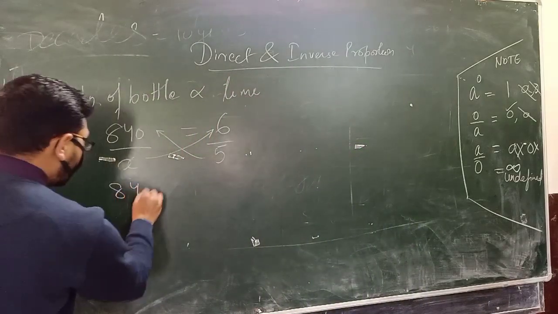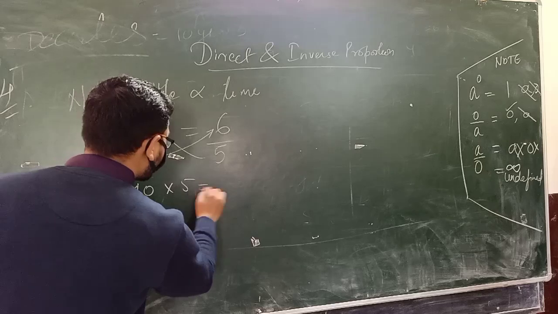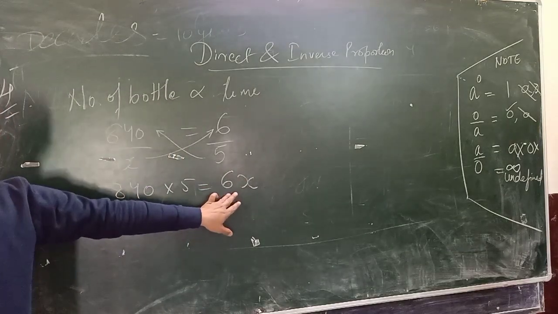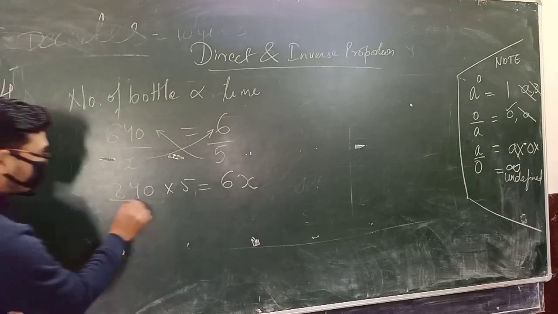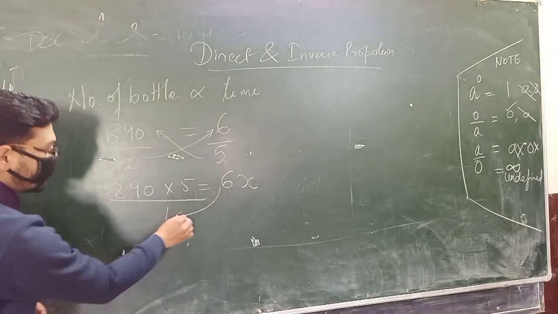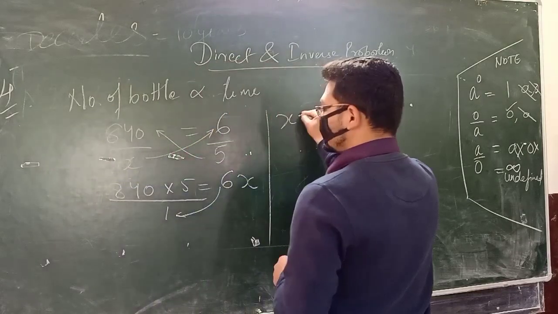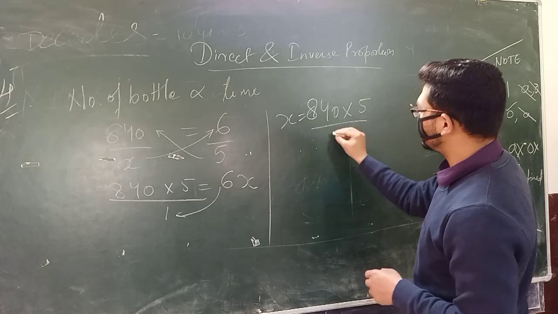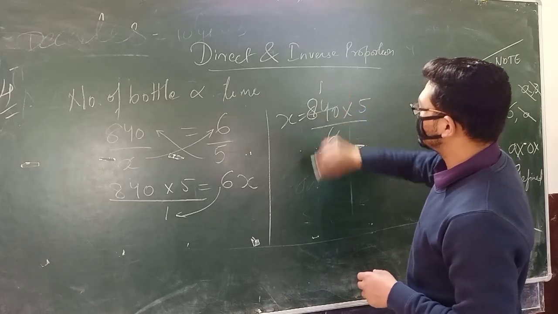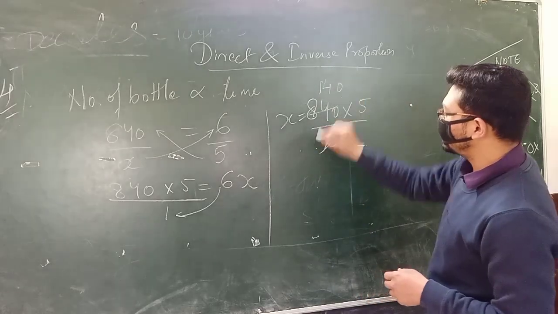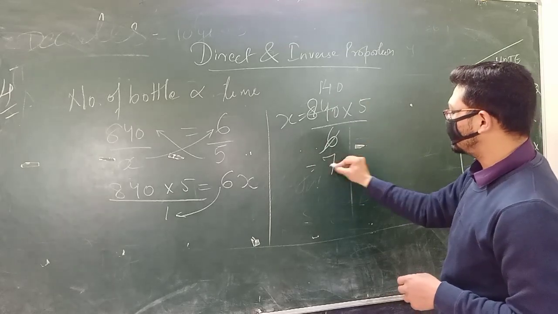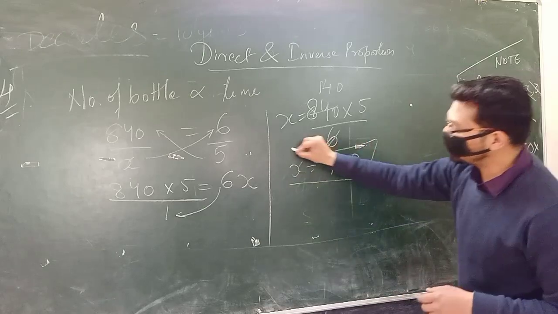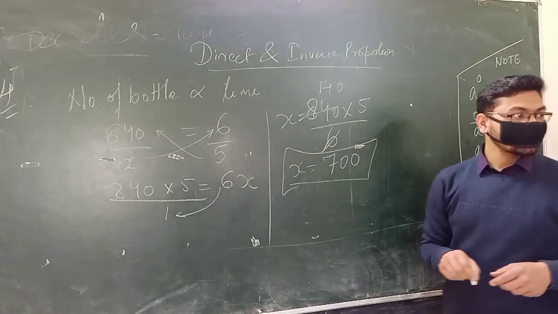So 840 into 5 is equal to 6x. But you need not find 6x, you need the value of x, right? So just cross multiply this 6 here and you will get x is equal to 840 into 5 upon 6. 6 ones are 6, 6 fours are 24. So 14 into 5 is nothing but 70 and this 0 as it is. So the number of bottles that machine will fill will be equal to 700.